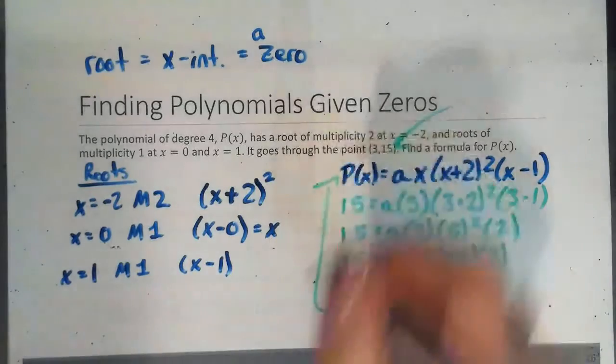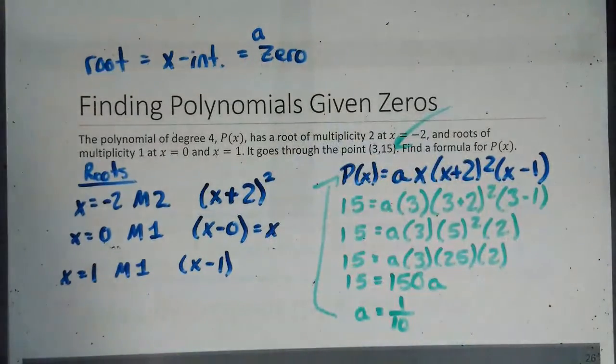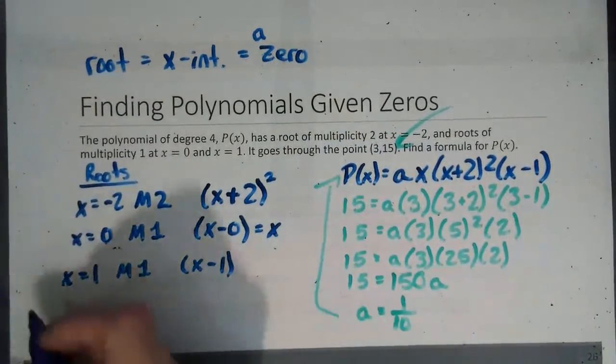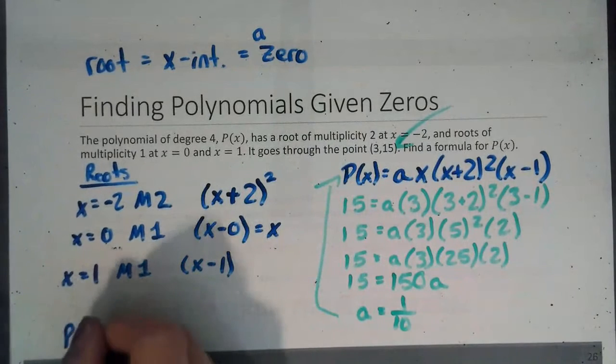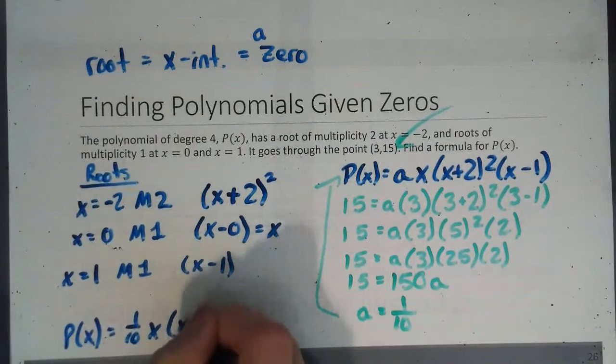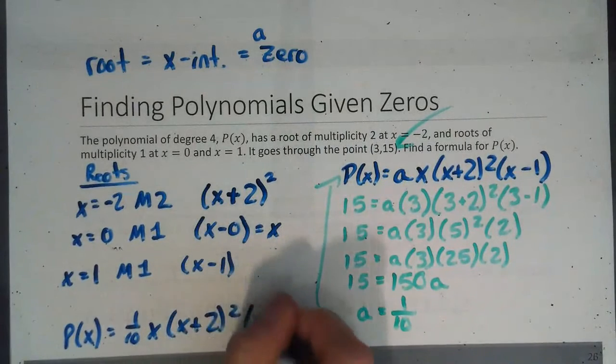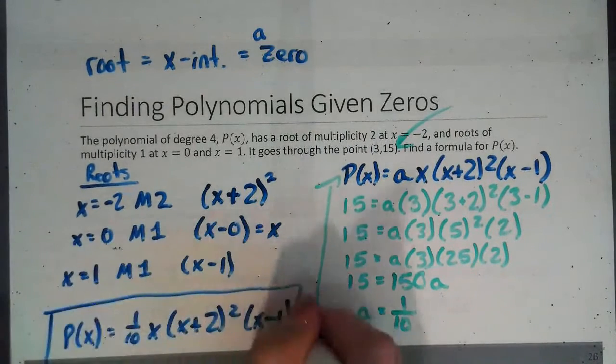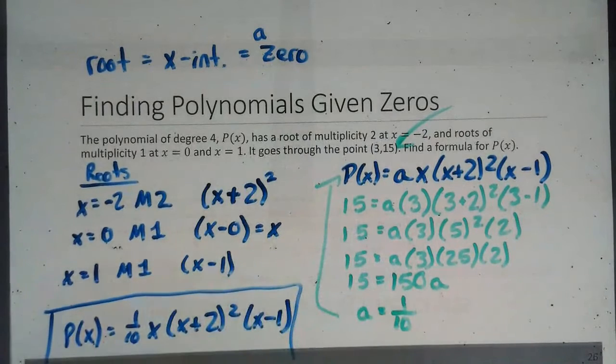Now that I know my a value, I plug it back in, and my formula for p of x is going to be p of x is equal to 1/10 x times x plus 2 squared times x minus 1. That's what we got.